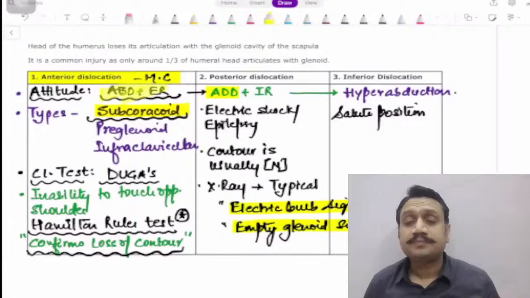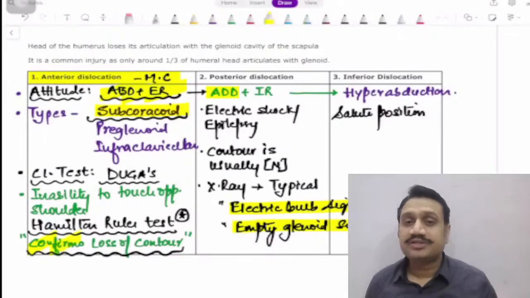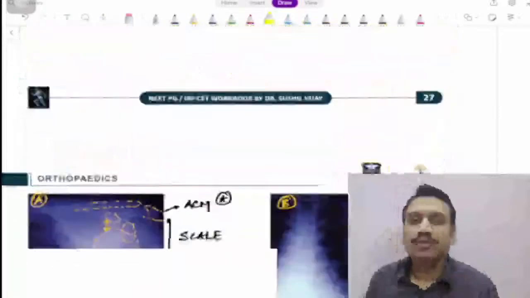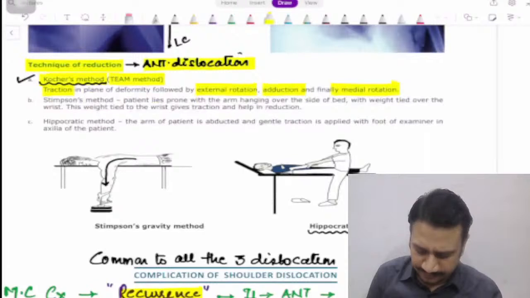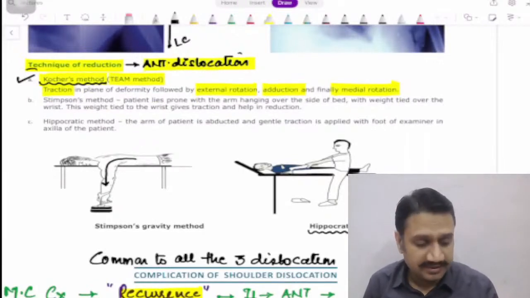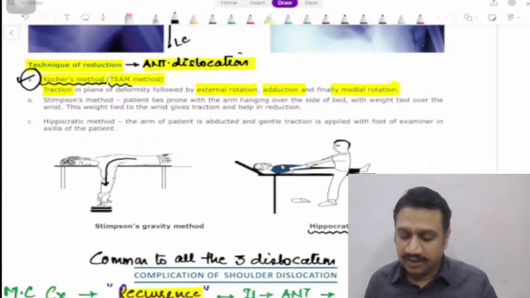Okay, how to reduce anterior dislocation? The way to reduce anterior dislocation is by Kocher's method. Most commonest is Kocher's method. So fourth point I want you to remember is how to reduce it. That is Kocher's method. Traction, external rotation, adduction, and medial rotation. So 4 points.